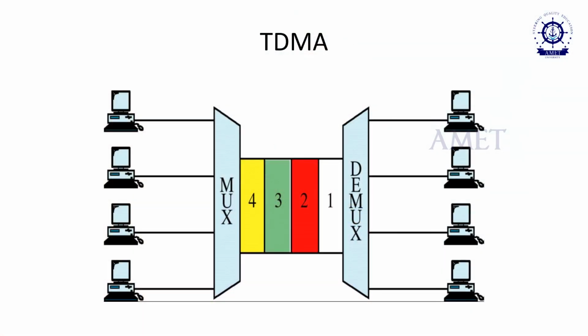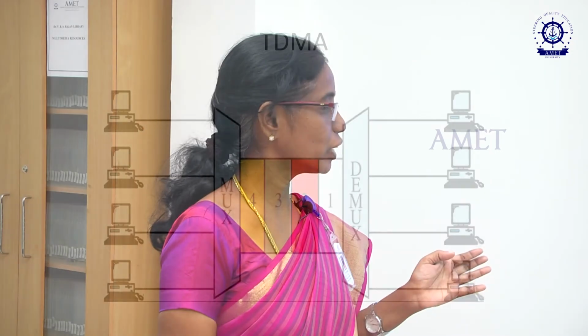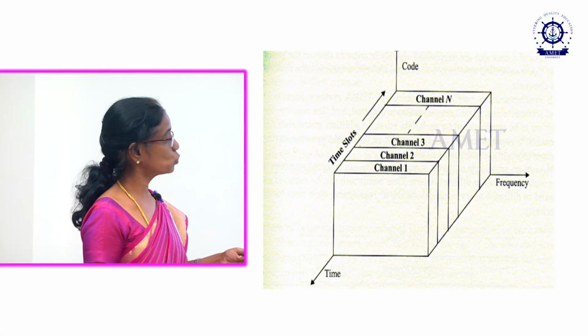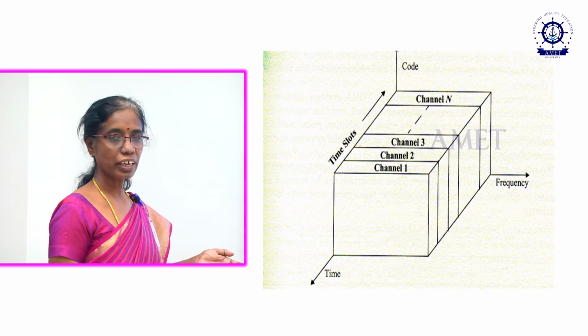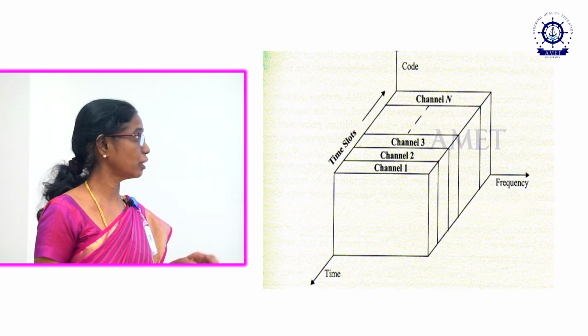For that we have a multiplexer on the transmitter side and a demultiplexer on the receiver side. Using that, we can give a different time slot to each user. So here we are going to use the time effectively, whereas there we used the frequency bandwidth effectively. Actually, this is similar to the 3-dimensional 3D diagram which has been shown for the FDMA.